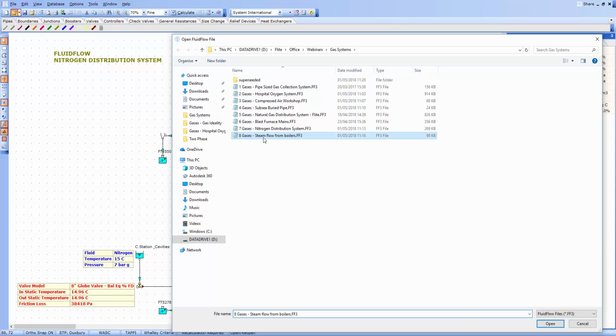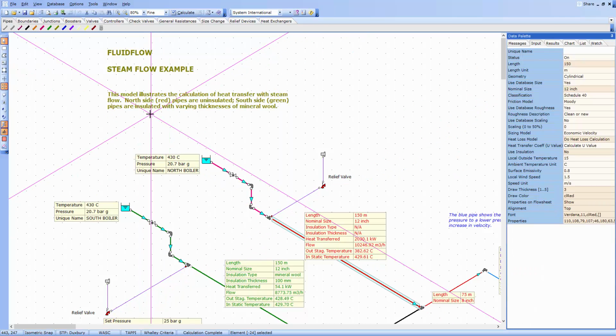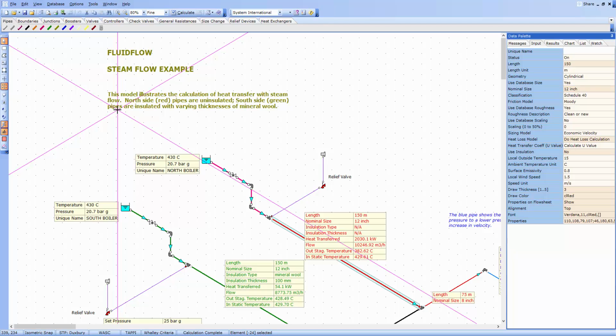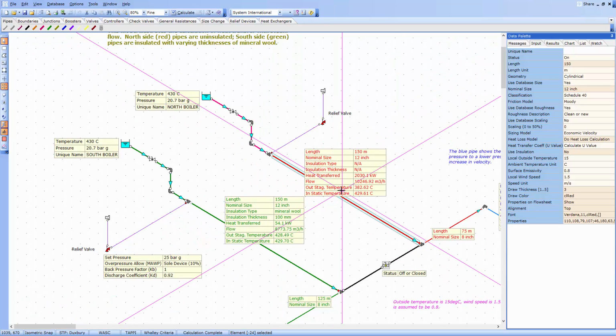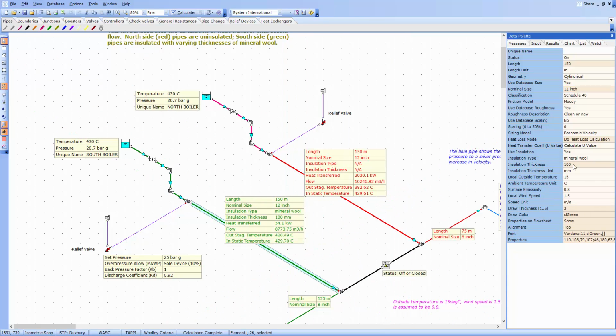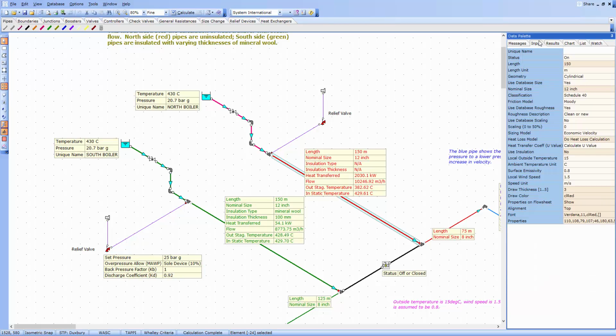I'll look now at the last system, which is a steam flow system. And this model illustrates the calculation of heat transfer with steam. The north side red pipes are uninsulated and south side green pipes are insulated with varying thicknesses of mineral wool insulation. Okay, so some pipes are insulated and some are not. Okay, so you can see the red pipeline here. We're doing a heat transfer calculation with no insulation. Okay, and the green lines here have 100 millimeter mineral wool insulation. So if we look at the results, you can see we've got 54 kilowatts of heat transferred in the green line and 2030 kilowatts of heat transferred in the red line, okay, which has a length of 150 meters and diameter of 12 inch.